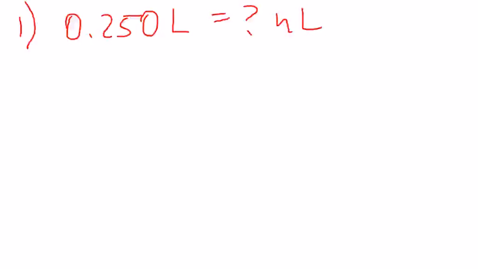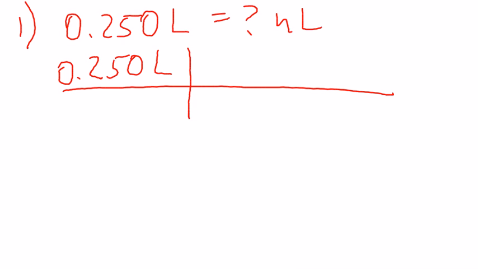The first problem asks us if we have 0.250 liters, how many nanoliters do we have? As always, we start by writing 0.250 liters as the top of a fraction. And this is a single step conversion because we're converting from liters, which is a base unit, to nanoliters. Put liters on bottom, nanoliters on top, and then we fill in our metric conversion.